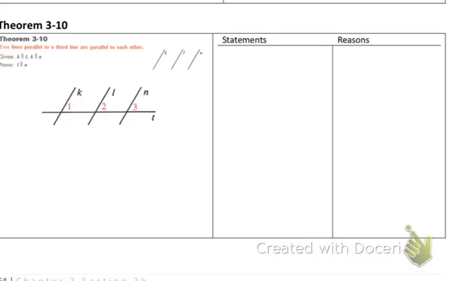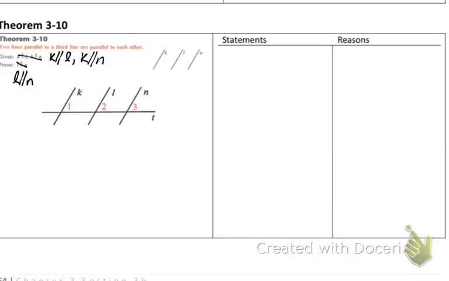Okay, let's go ahead and prove it. It seems obvious enough, but let's prove it just so we can have practice going through these. All right, two lines are parallel to a third. This one is kind of tiny, so I'm just going to write these in: K is parallel to L, and K is parallel to N, just so I don't mess anything up. And I'm trying to prove that L is parallel to N.